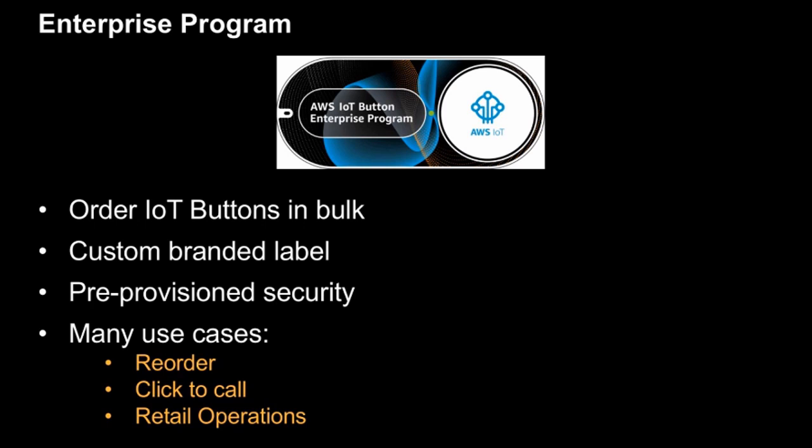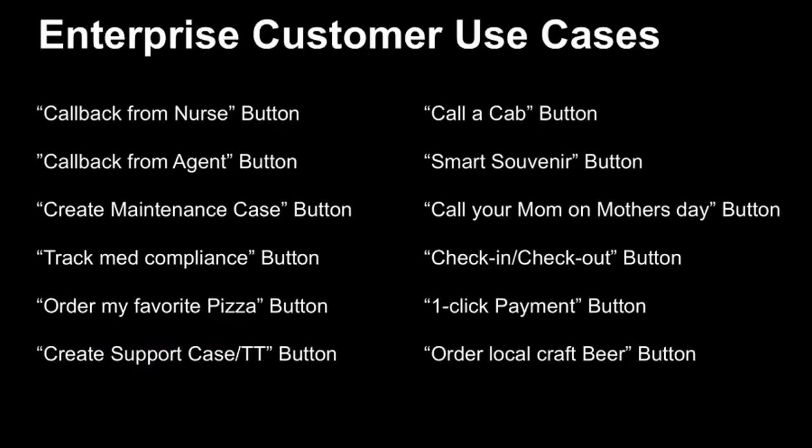And these can fit many use cases. Similar to the retail operations demo that I did earlier, you can also have use cases around reorder or click to call. What we've heard and seen from our customers is that these enterprise use cases are really powerful when starting with the AWS IoT button. You can do callbacks for a nurse, you can create maintenance cases, you can even do things like order your favorite pizza or submit a support case. So the capabilities and ideas that customers come up with just give you a lot of flexibility in end-to-end process around just one click of the IoT button.